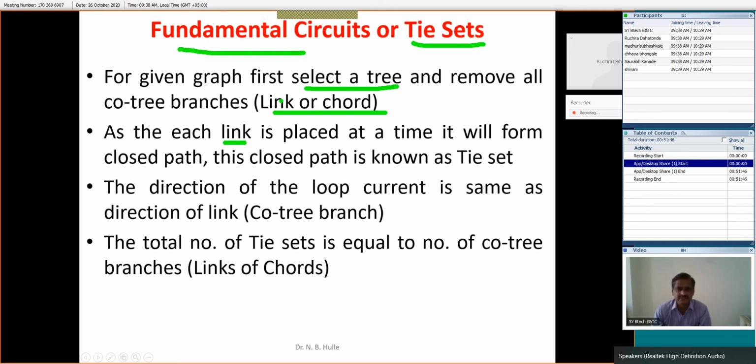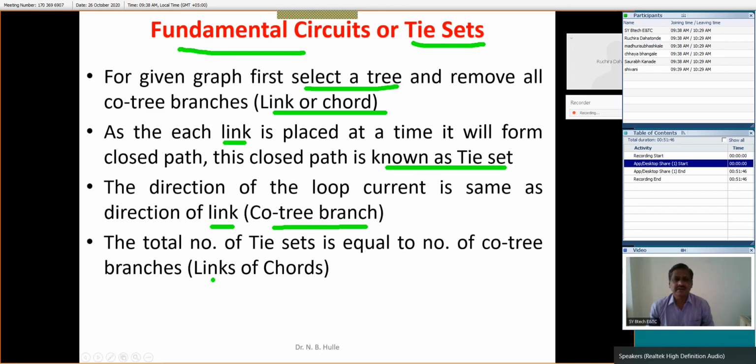Link or cord means co-tree branch. As each link is placed at a time, it will form a closed path, and this closed path is known as a tie set. You see how the tie sets are created, that we are trying to discuss. Now here, the direction of the loop current is the same as the direction of the current on the link or co-tree branch, and the total number of tie sets is equal to the total number of co-tree branches.